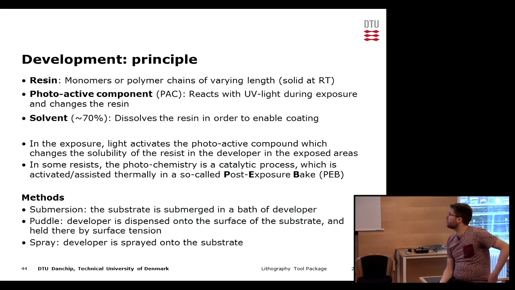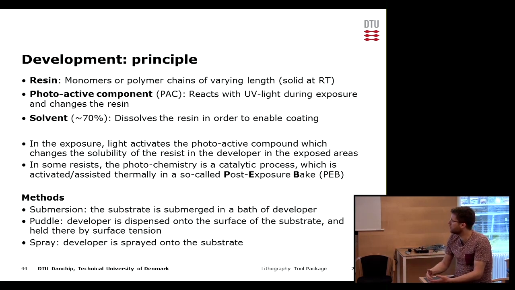The methods that we use for development are submersion development, which is where we have a large bath of developer, and then we just put the wafer in, and you can actually put several wafers in at one time. The alternative to that is the puddle or the spray developer, where we run them one by one and deposit a little bit of developer on top, much like what we did in the spin coating process. So that's the puddle developer. You dispense developer on top of the substrate, leave it there for some time, and then spin to get it off, and you can rinse with water afterwards.